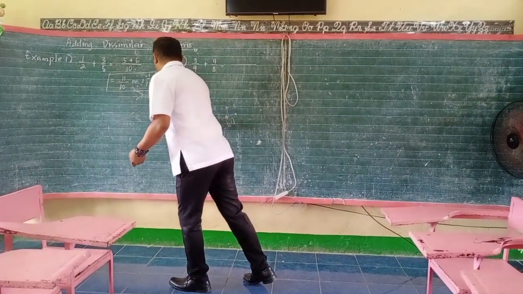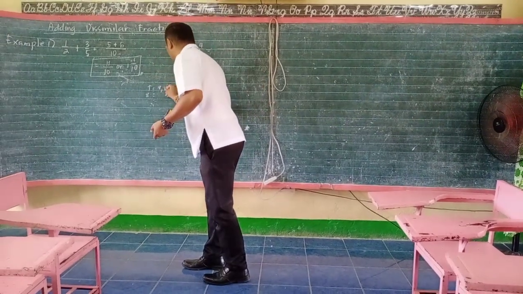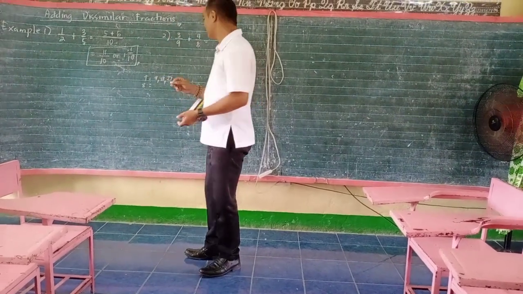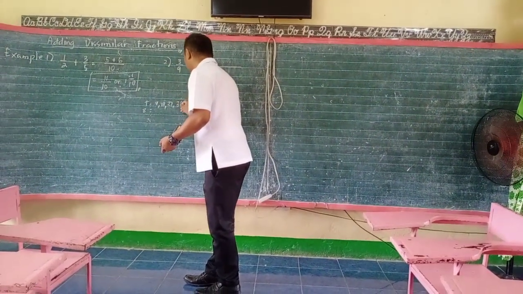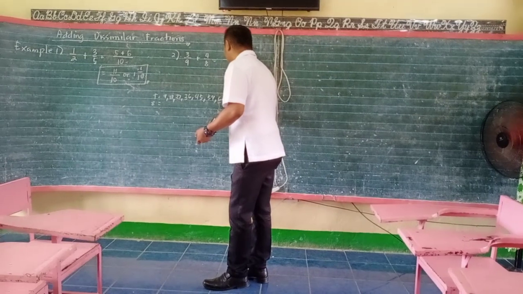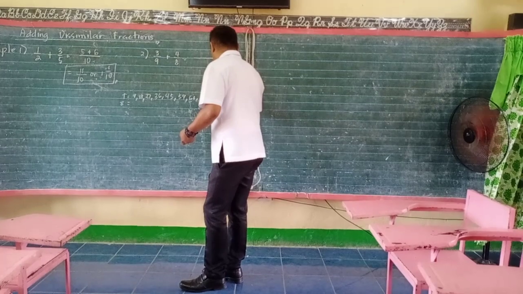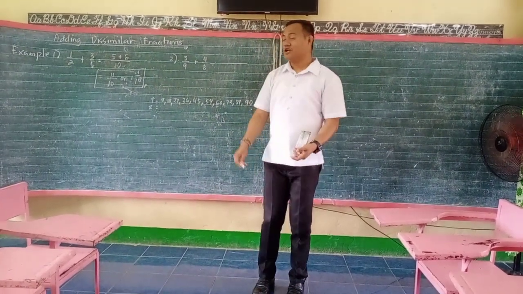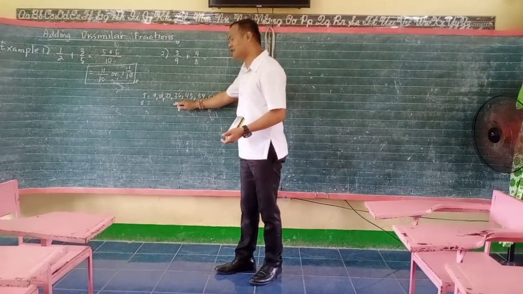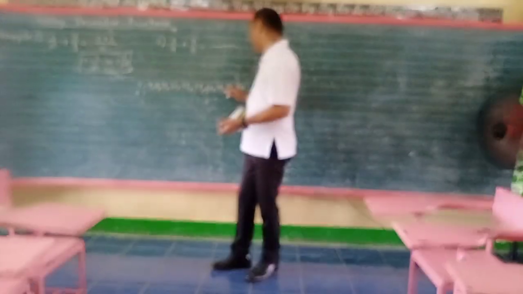For the multiples of 9, we have 9. What else? Very good, 18. What else? 27. Very good. 36, 45, 54, 63, 72, 81, and 90, and so on. So here are the multiples of 9: 9, 18, 27, 36, 45, 54, 63, 72, 81, and 90.